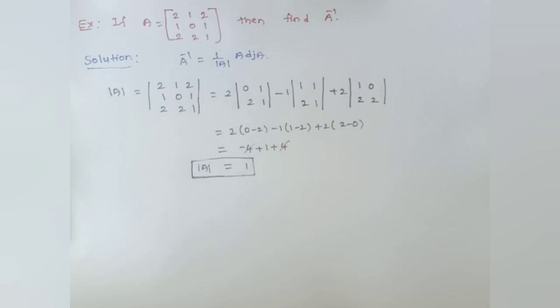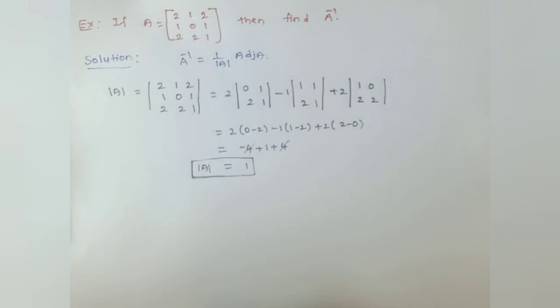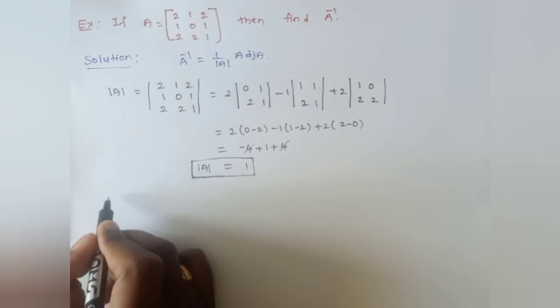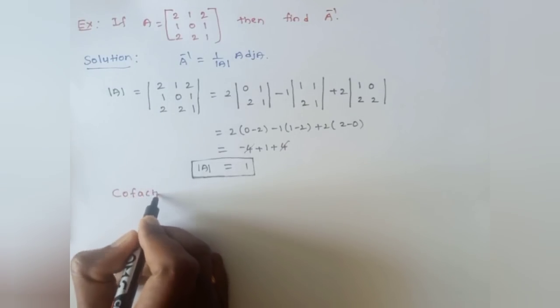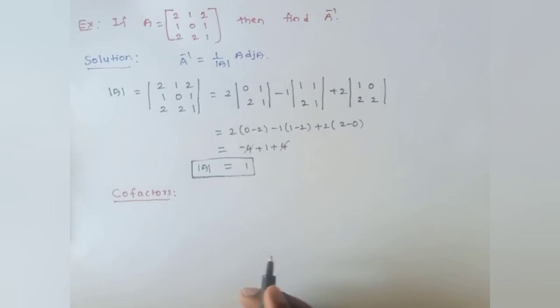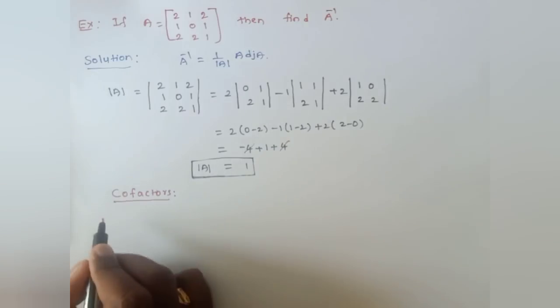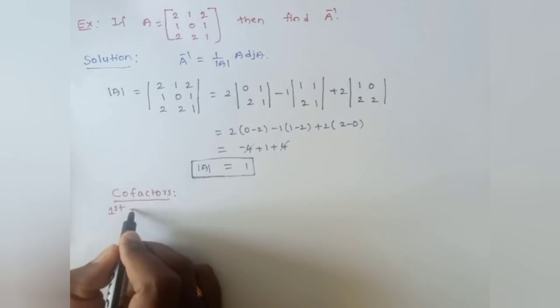So next, try to find the adjoint. Before finding the adjoint, we know we need the cofactors of each and every element of the given matrix. So try to find the cofactors. By using the cofactors, we can evaluate the cofactor matrix. So let us start with the first row cofactors of the given matrix A.